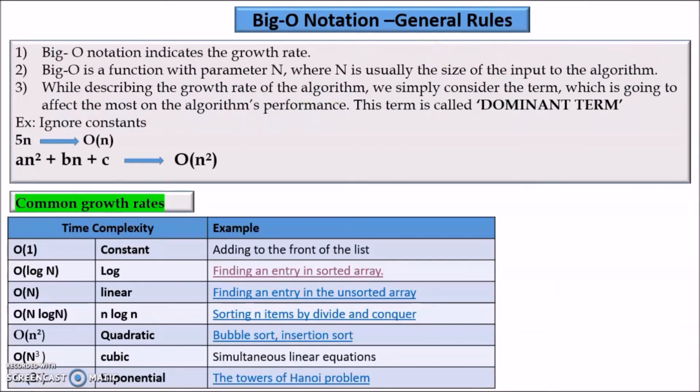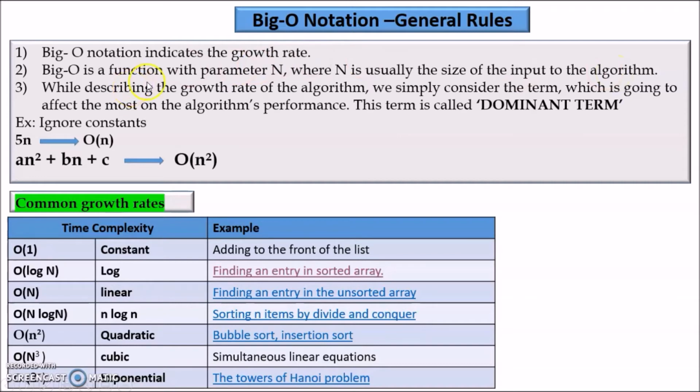Okay, let's move on. Now, let's summarize before seeing the examples of various time complexities for the big O. The big O notation includes the growth rate. As I told you, this growth rate tells you how the algorithm grows with respect to how the input size grows. It doesn't tell you the execution time of the algorithm. Very important. And second, big O, I told you, is a function with the parameter n, where n is usually the size of input to the algorithm. We discussed this in the previous slide.